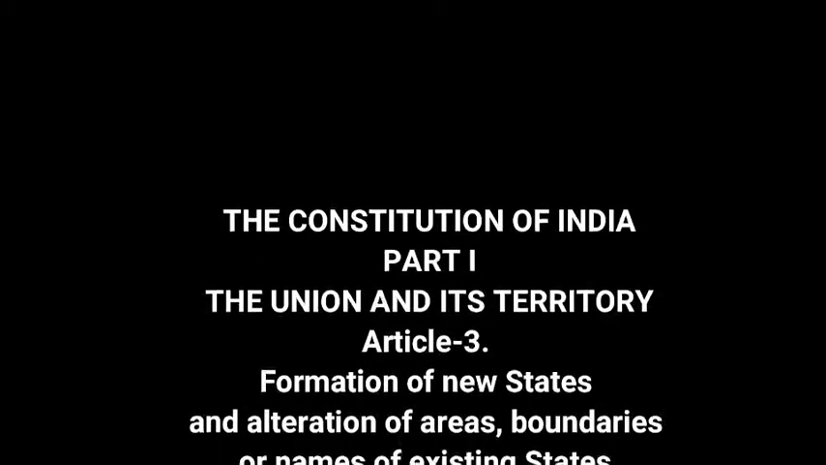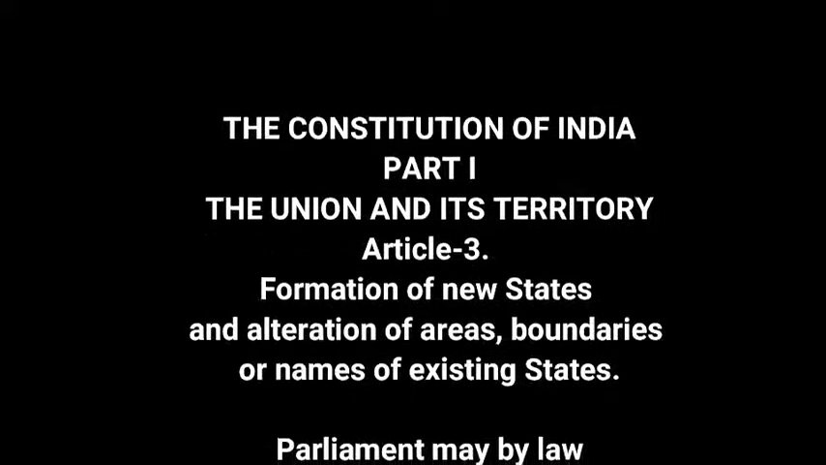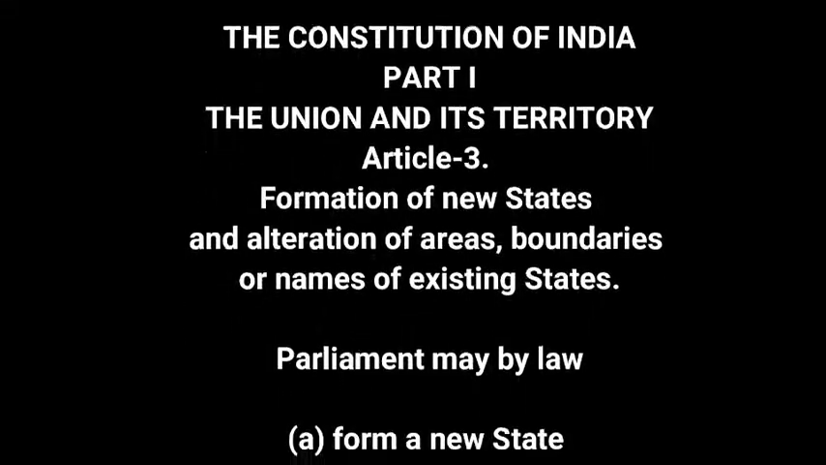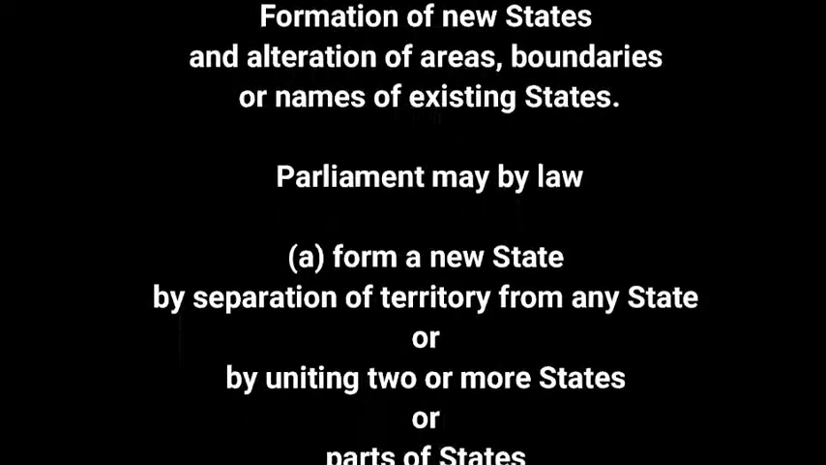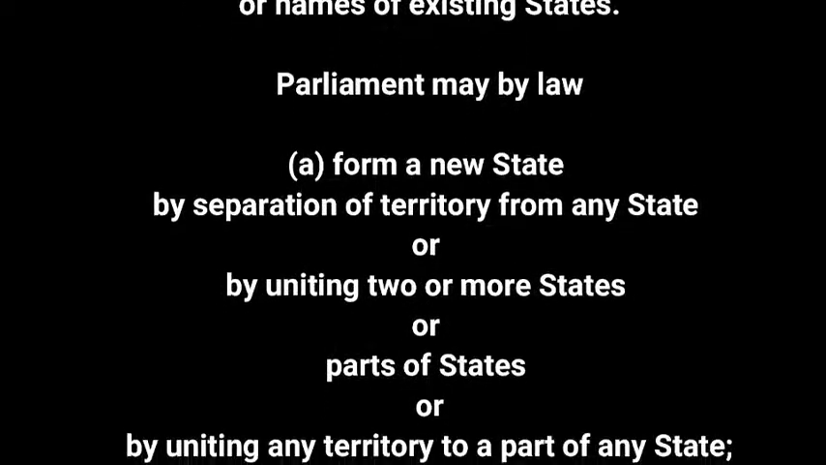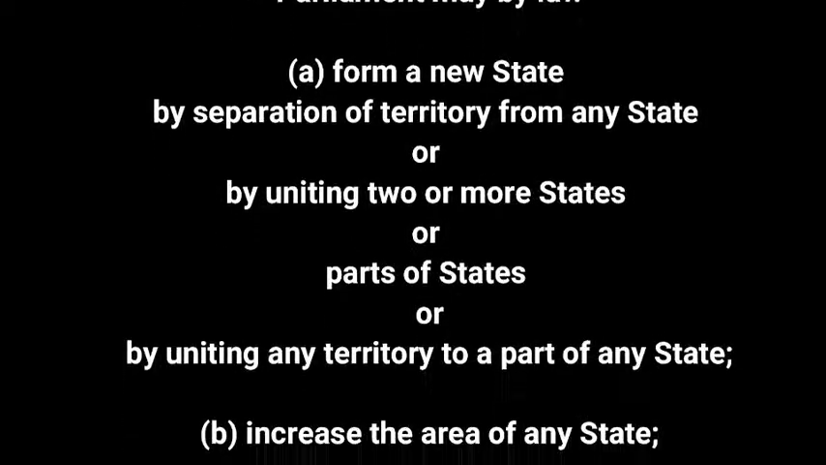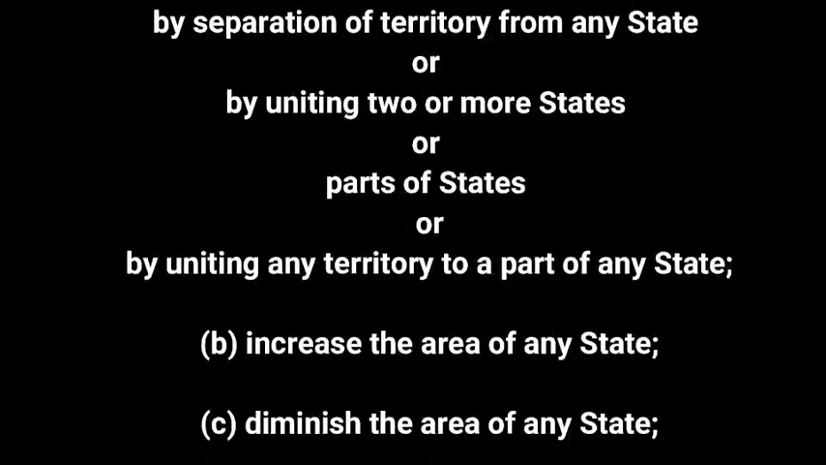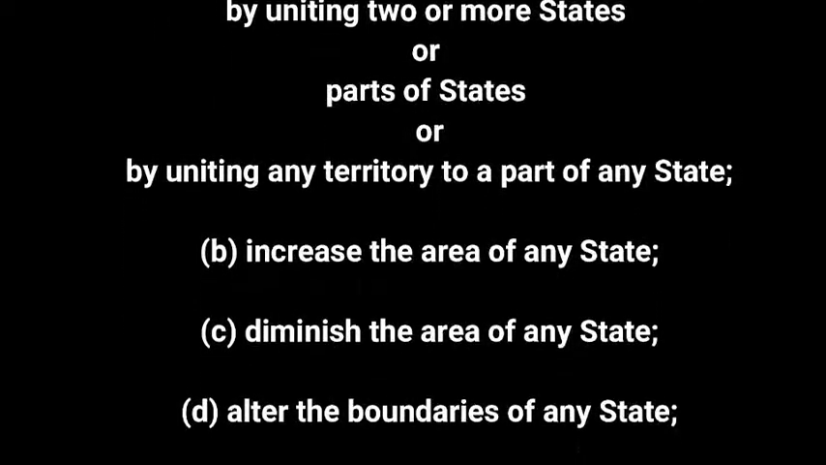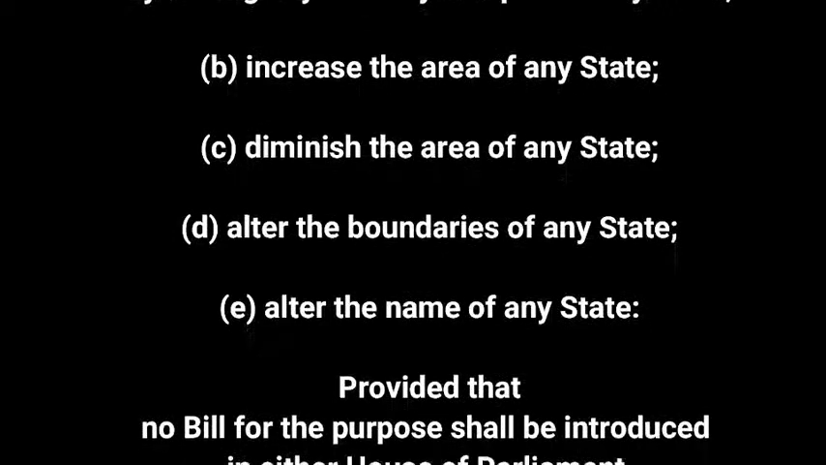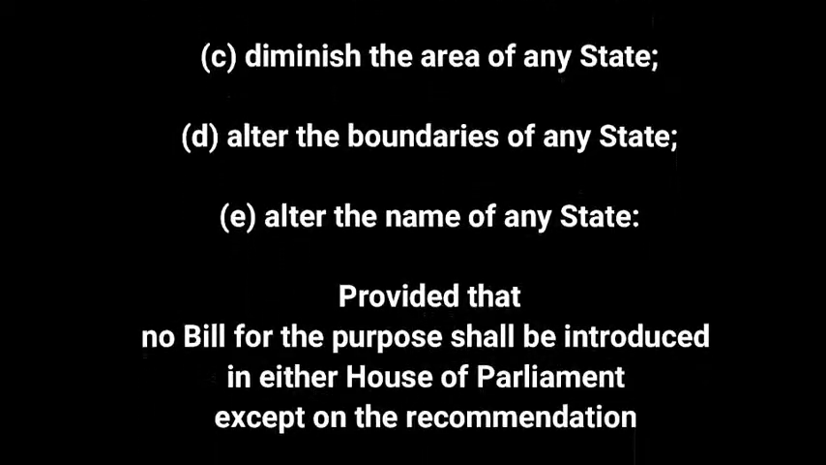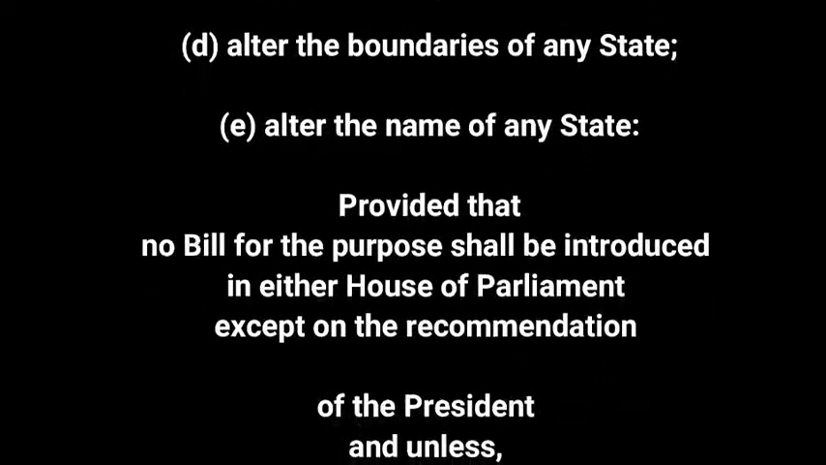Constitution of India. Part 1. The Union and its territory. Article 3. Formation of new states, and alteration of areas, boundaries, or names of existing states. Parliament may by law form a new state, by separation of territory from any state, or by uniting two or more states or parts of states, or by uniting any territory to a part of any state. B. Increase the area of any state. C. Diminish the area of any state. D. Alter the boundaries of any state. A. Alter the name of any state.